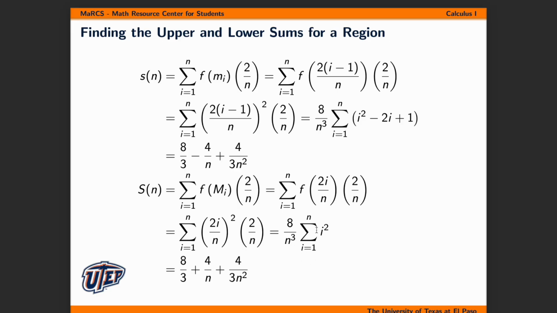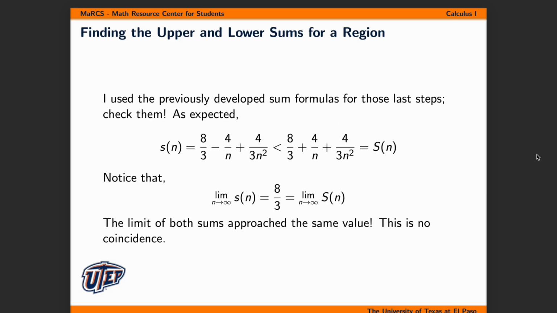Now, upon evaluating this and multiplying back the 8 divided by n cubed, we get that the upper sum is equal to 8 over 3 plus 4 over n plus 4 divided by 3n squared. So to get those sums, we just use the previously developed sum formulas. So as expected, the lower sum, 8 divided by 3 minus 4 over n plus 4 divided by 3n squared, is less than our upper sum, 8 divided by 3 plus 4 over n plus 4 divided by 3n squared.